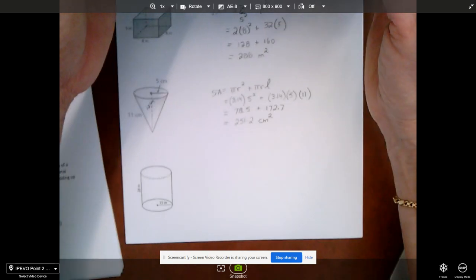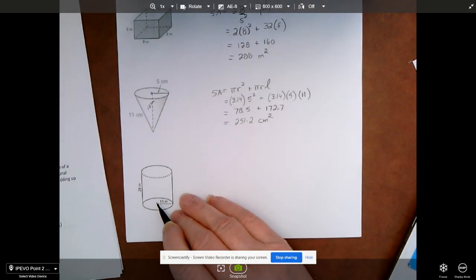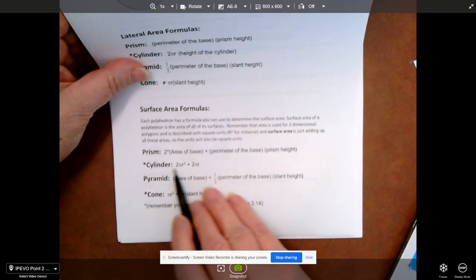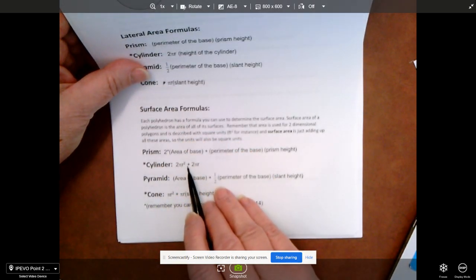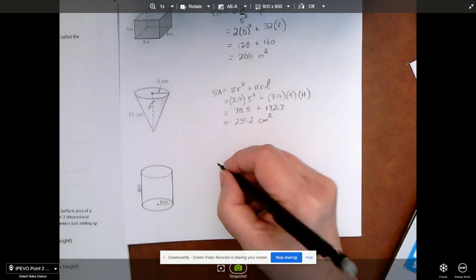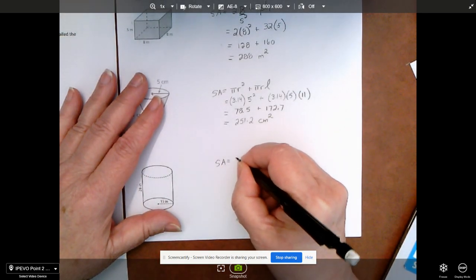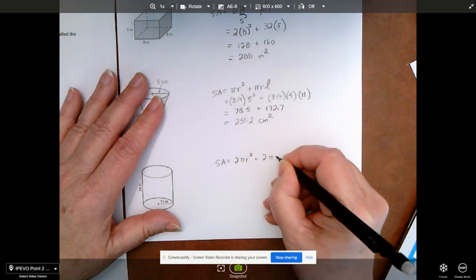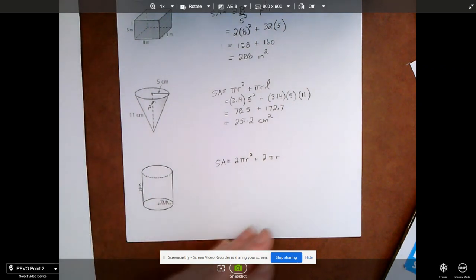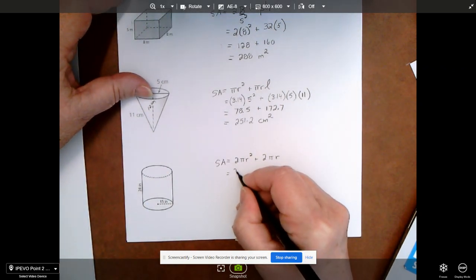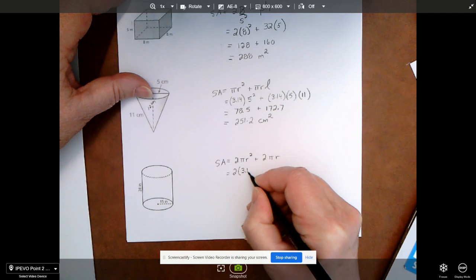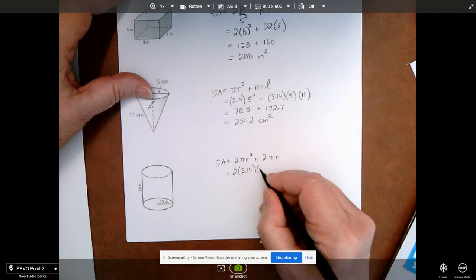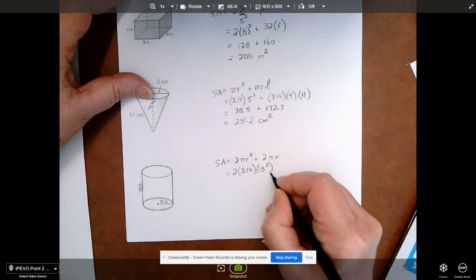And my last one, which is the cylinder. Let's go to the surface area formula of a cylinder, 2 pi r squared plus 2 pi r times the height. So let's write that down. 2 pi r squared plus 2 pi r h. Now that we have our formula, let's plug in the numbers. 2 pi we know is 3.14. The radius is 15. I have to square that.